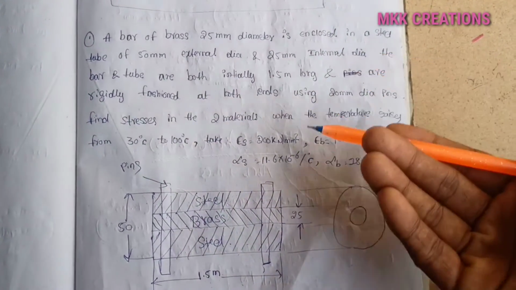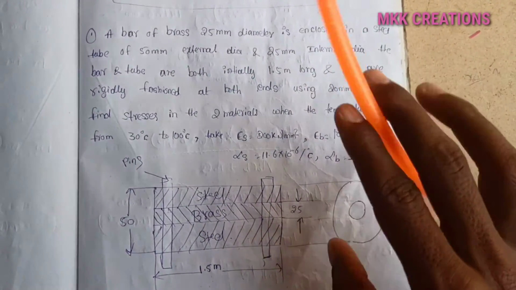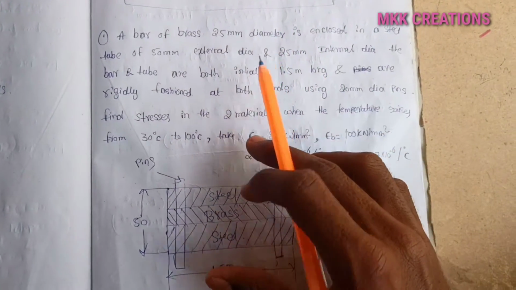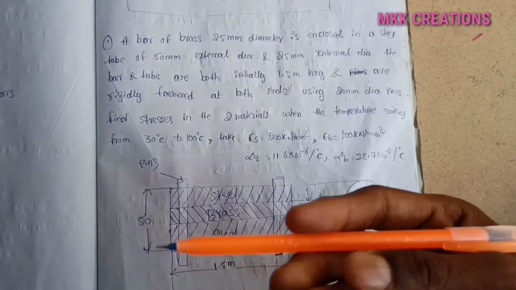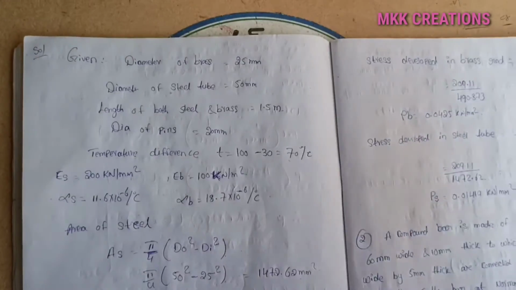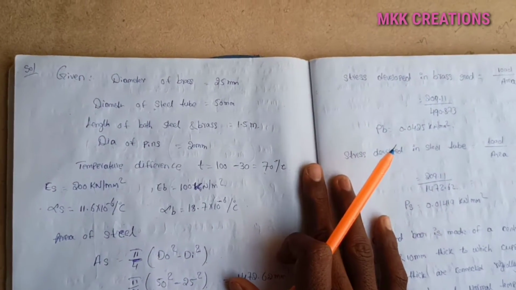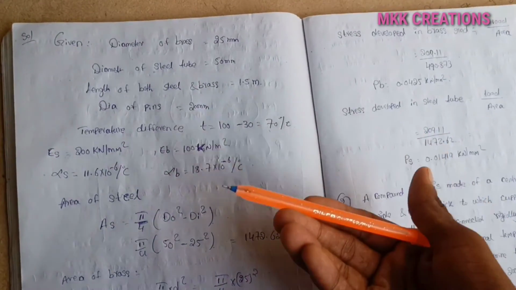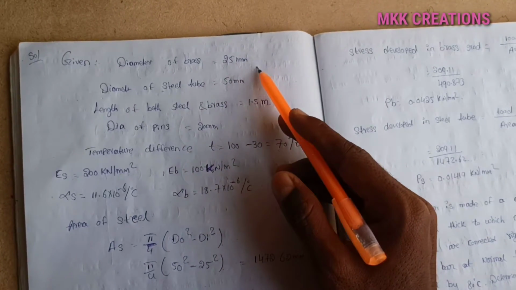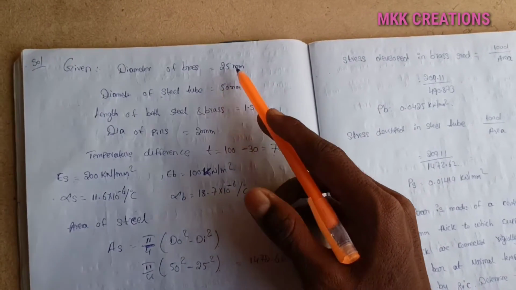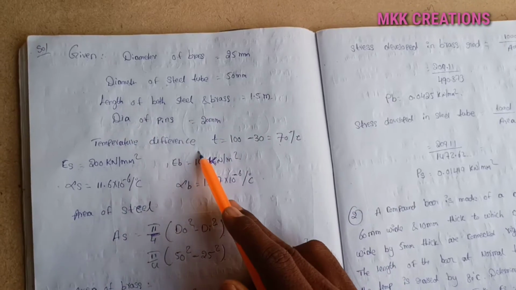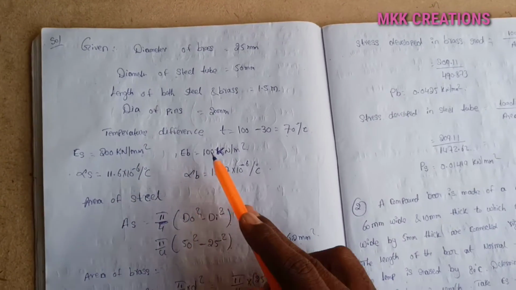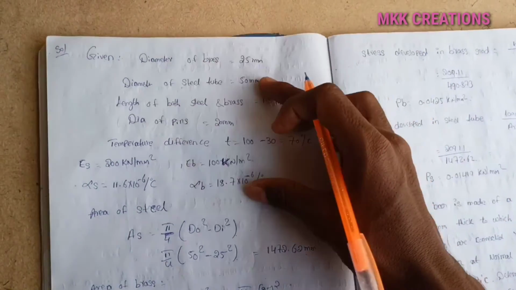And what are we supposed to find here? We want to find the stresses in both materials. So if you apply temperature to this type of material, what stresses are induced here? After reading the question, first of all we want to write the given information and what we are supposed to find. So all the information he has given: diameter of the steel and brass, length, diameter of pin, temperature, ES value, EB value, alpha S value, alpha B value, and because of that we want to find the area.